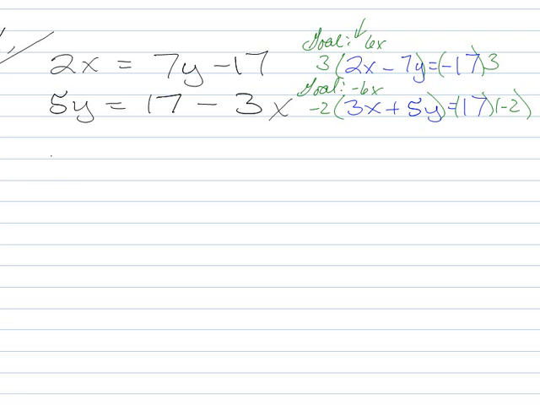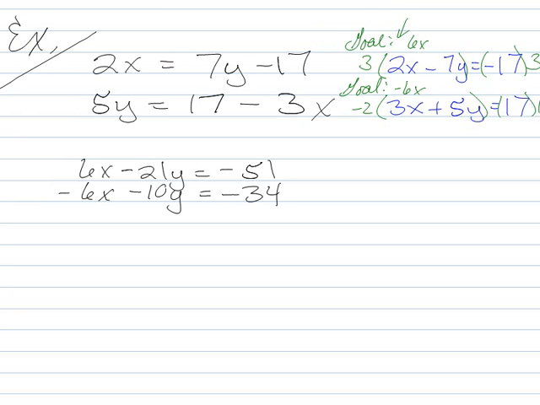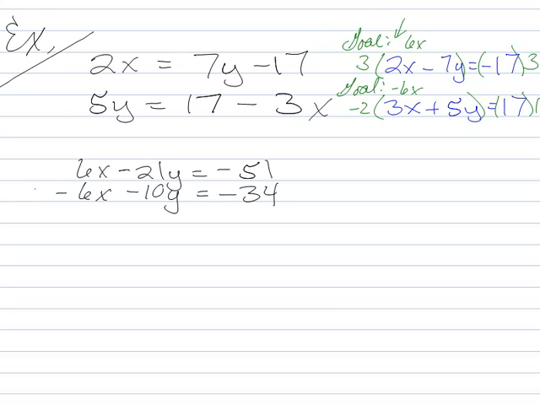Okay, so I've got 6x minus 21y equals negative 51, and 6x minus 10y equals negative 34. Is that right? That looks kind of right. Yes, okay, that does look right. Yay, I can do math. All right. Add it straight down.